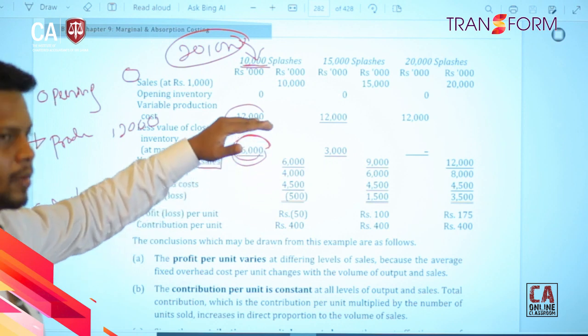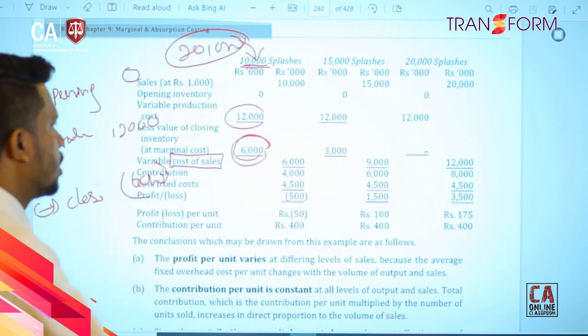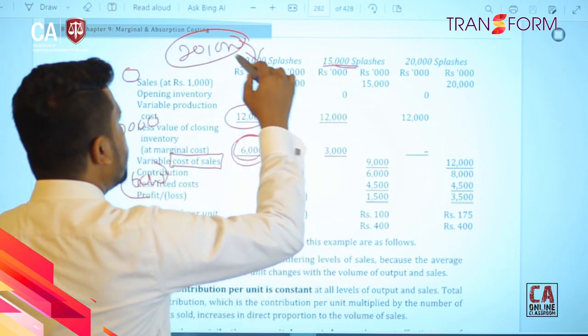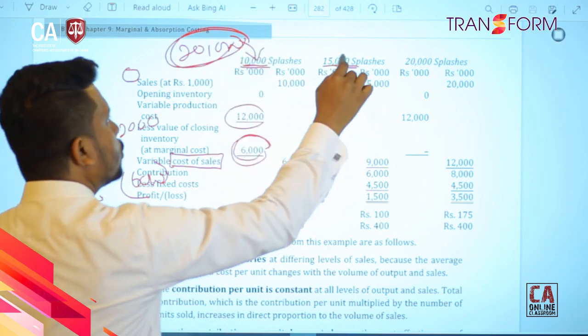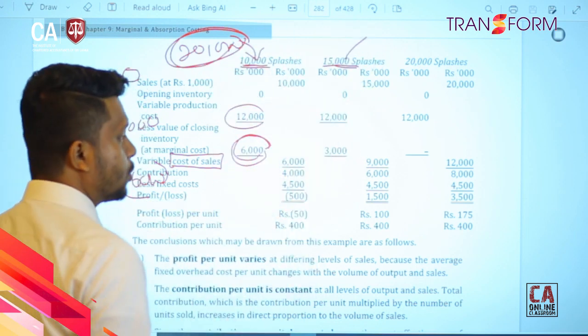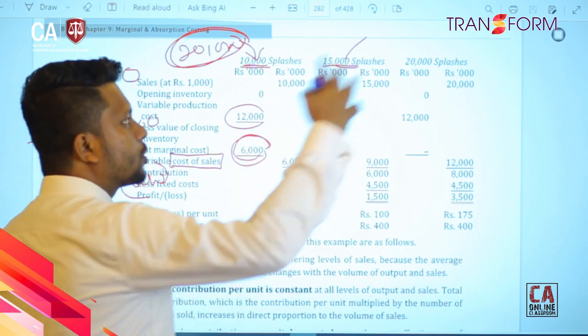So you need to keep this as your inventory. Then in your second stage, you produce 20,000, you sold 15,000.